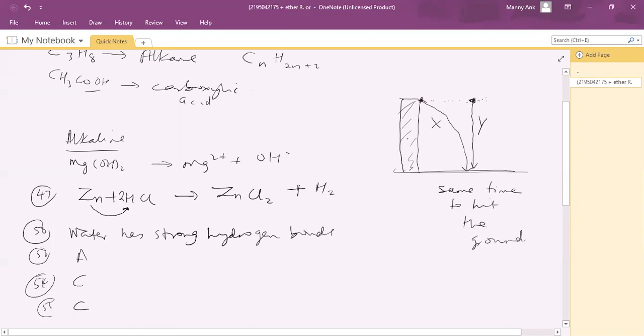All right. Now, what's happening here is that the objects are falling down in what we call free fall. It's a free falling object. It only falls under the acceleration due to gravity. That's all. Nothing else, nothing more. So they all hit the ground at the same time.